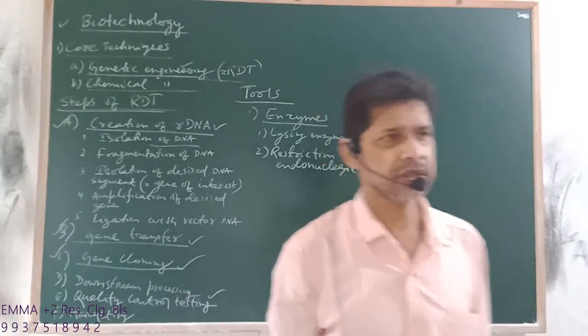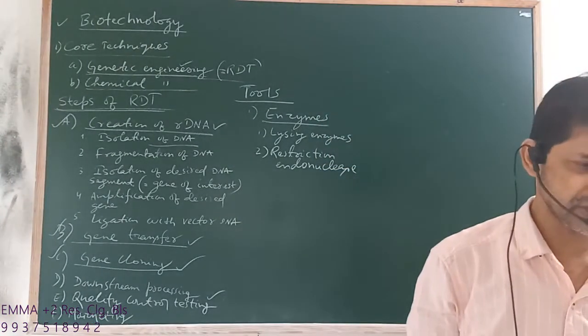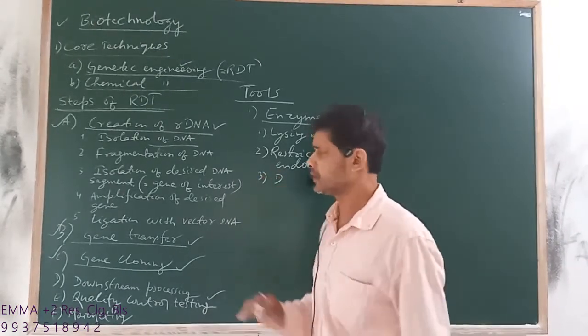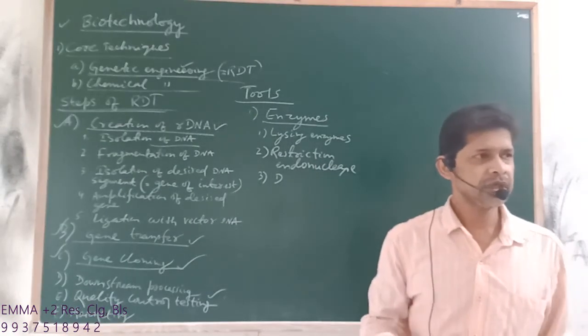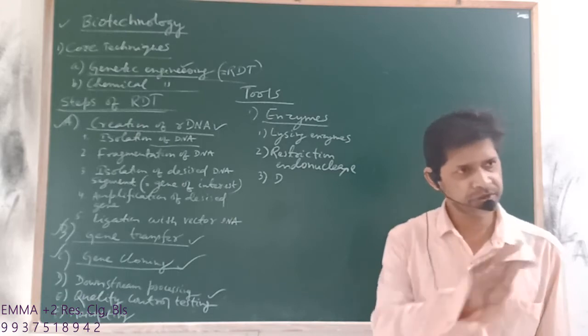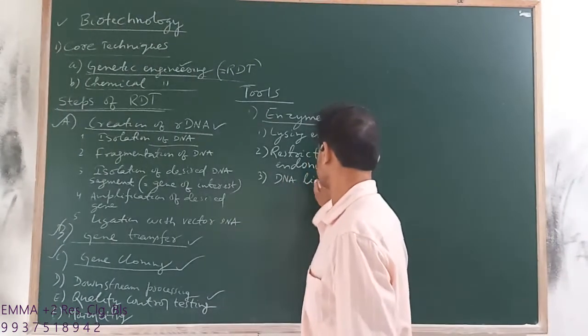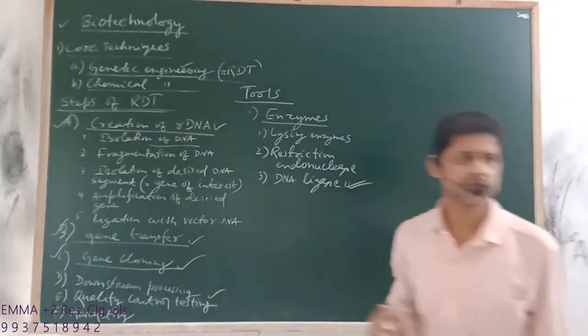It is very important. 2 marks short note for your exam point of view, 2.5 marks. Then after the DNA fragments are obtained, we will fuse it with vector DNA, two different DNA, so it is DNA ligase. So this is called molecular gum.